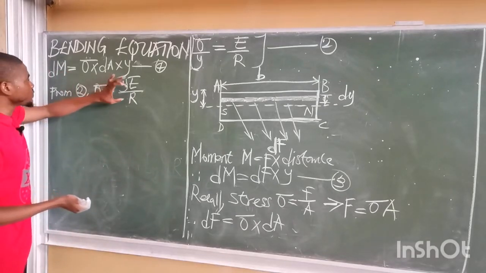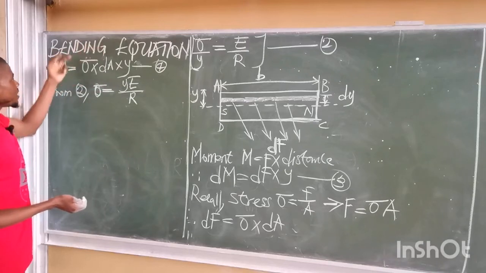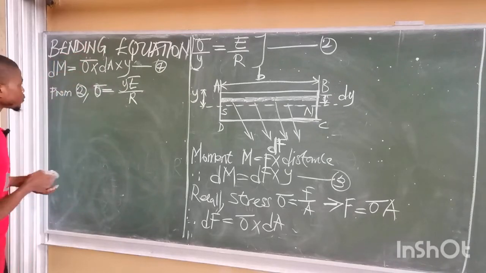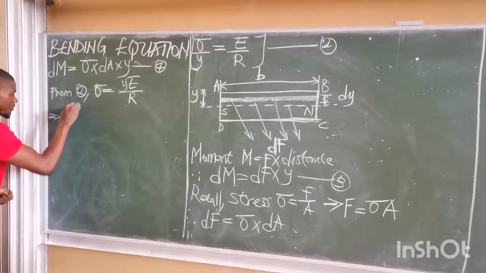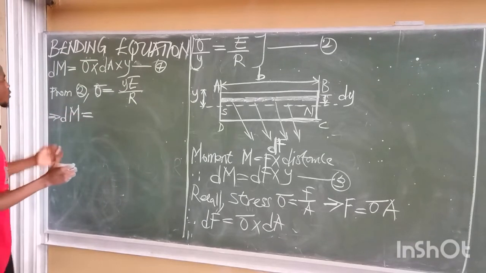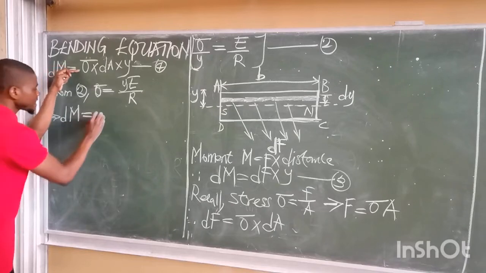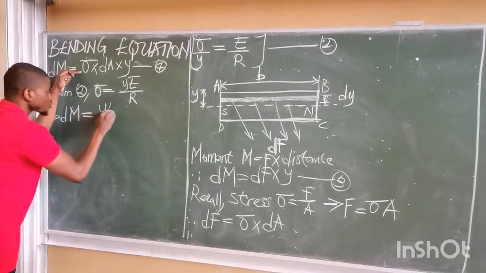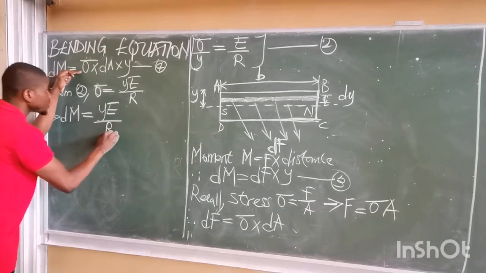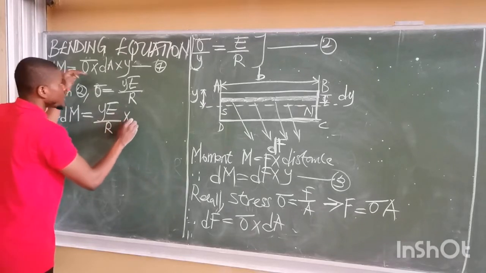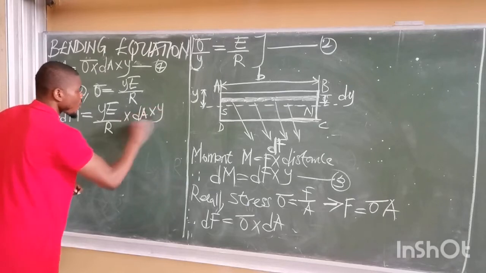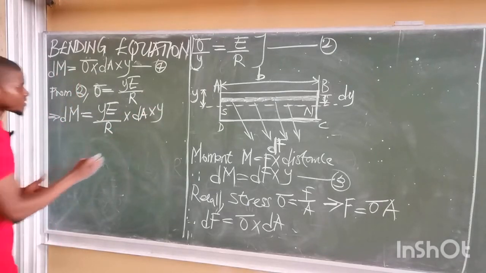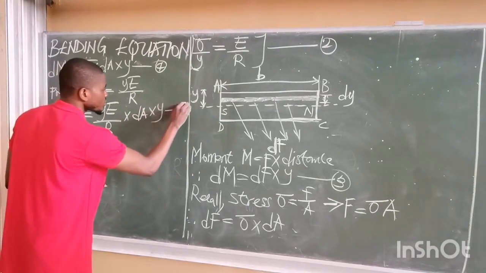We substitute this value into equation 4 in place of stress. If we do that, the small intensity of the moment, the M, is now equal to, in place of stress, y times Young's modulus all over r, times the A, times y. So we simply have this. Let's also call this equation 5.